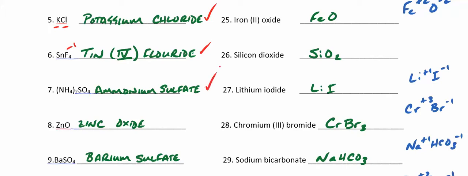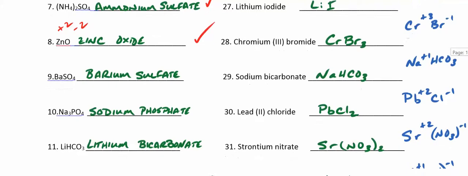Number 8, remember that zinc, it's a transition metal, but has only one possible charge, or oxidation number, it's +2. Oxygen -2. Those two have to balance. So because it only has one possible oxidation state, we don't name the charge on the zinc. We simply call it zinc oxide. And it would be incorrect, by the way, to have called it zinc Roman numeral 2 oxide. So that's number 8.